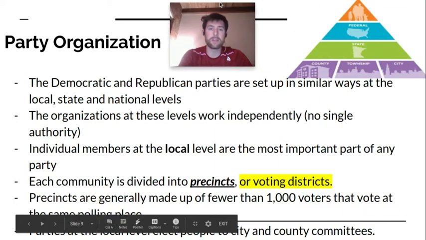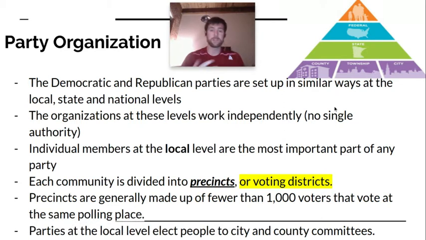What I mean by that is this. Party organization for both parties is very similar. The Democratic and Republican parties are set up in similar ways at the local, state, and national levels. The organizations at these levels work independently, meaning that they don't all turn to one single person who then decides what they all do. The federal government, state government, and the local governments, when it pertains to political parties, operate on their own. They make their own decisions. Those decisions usually are based off of the philosophy of each party, but in the end, they're their own decisions.